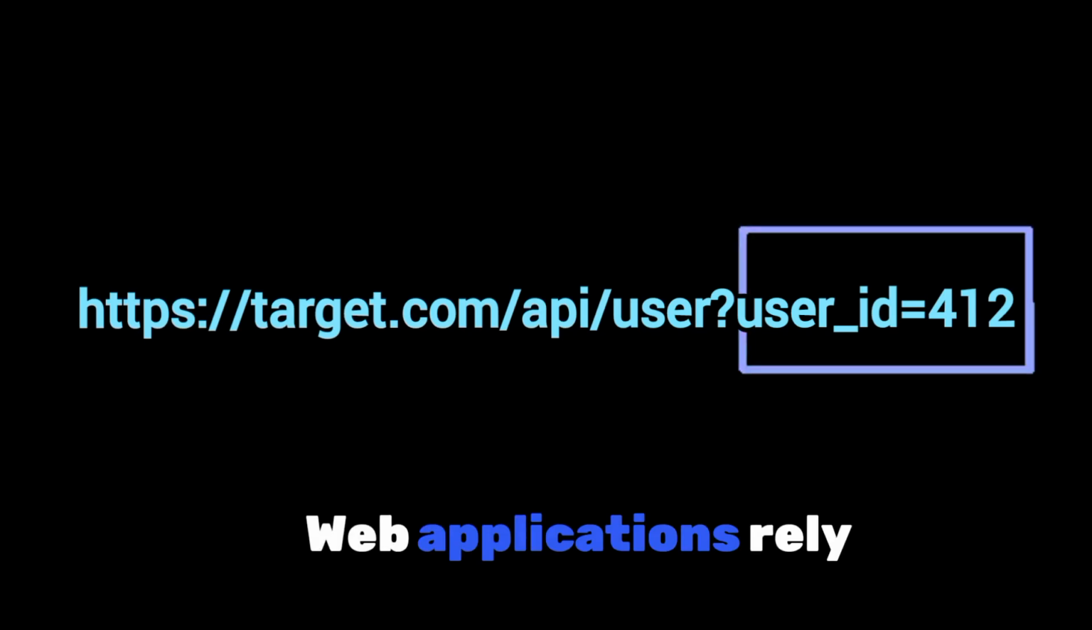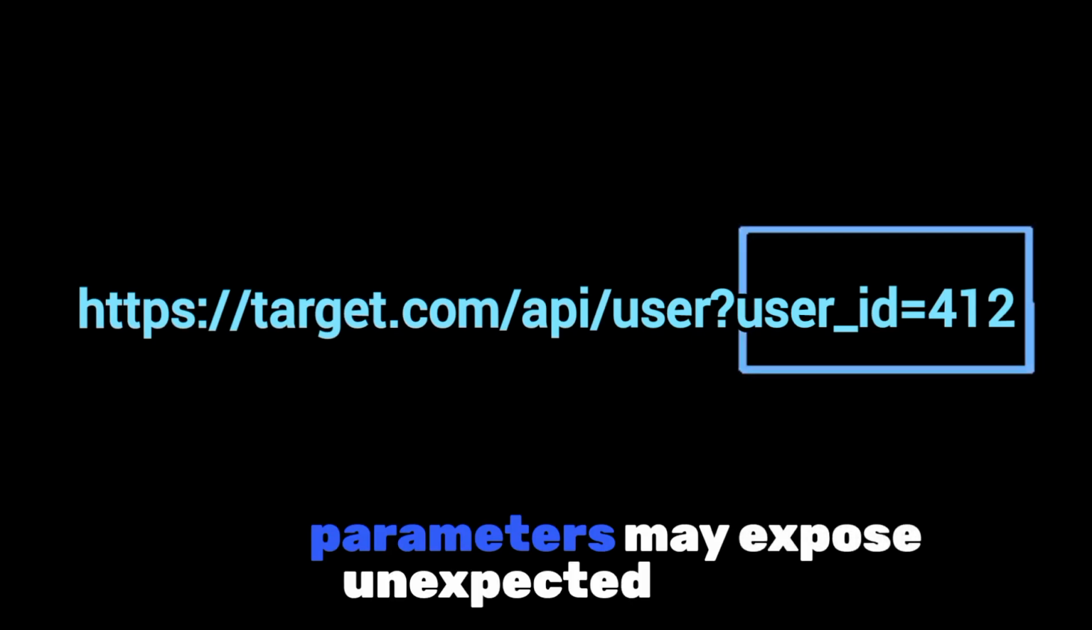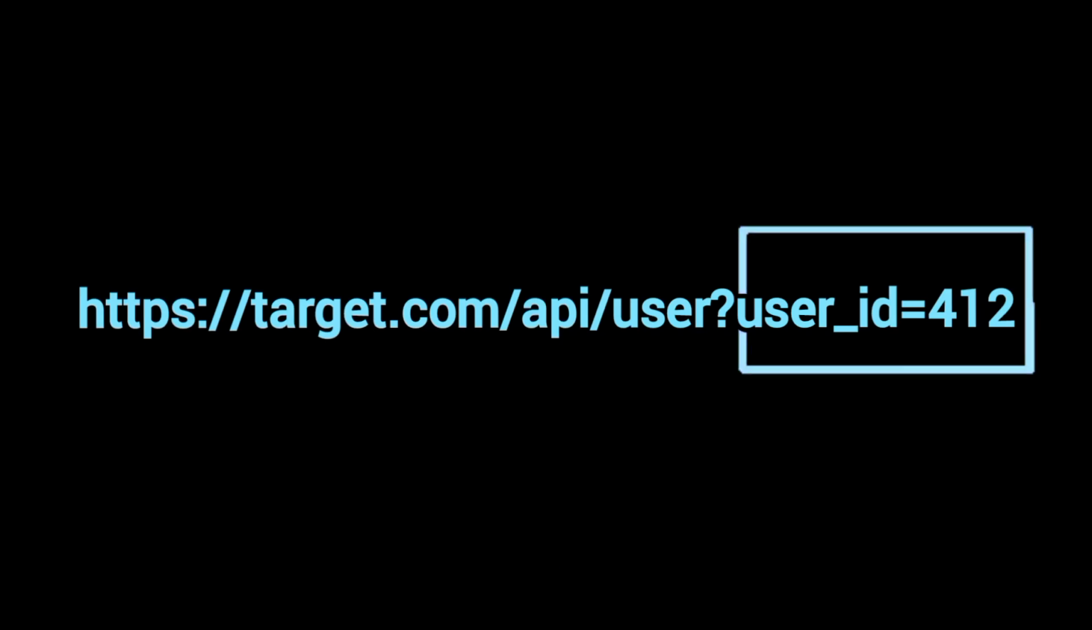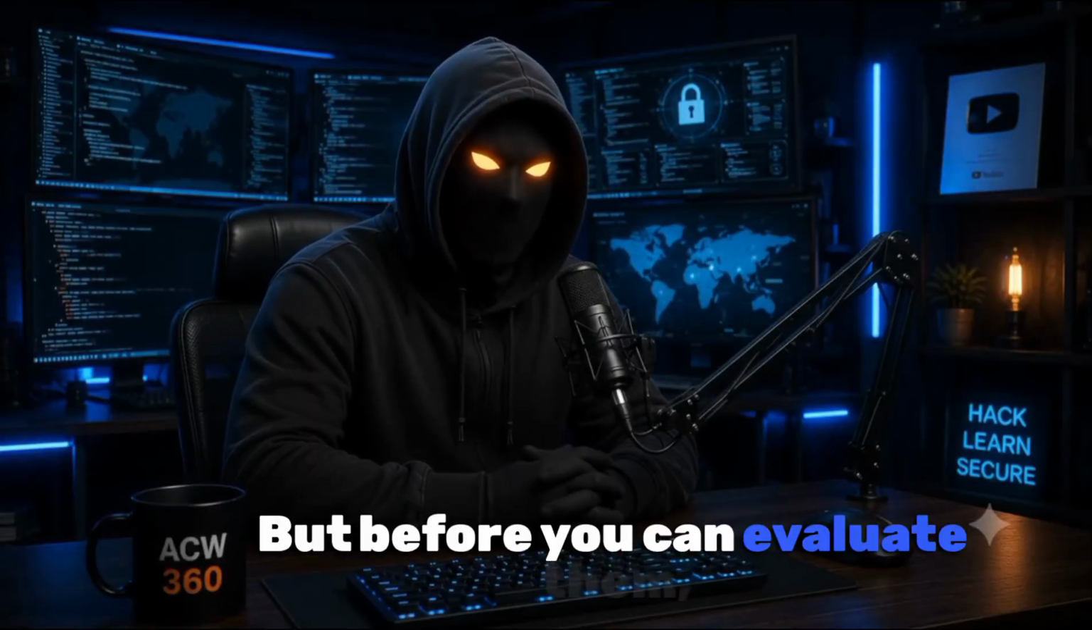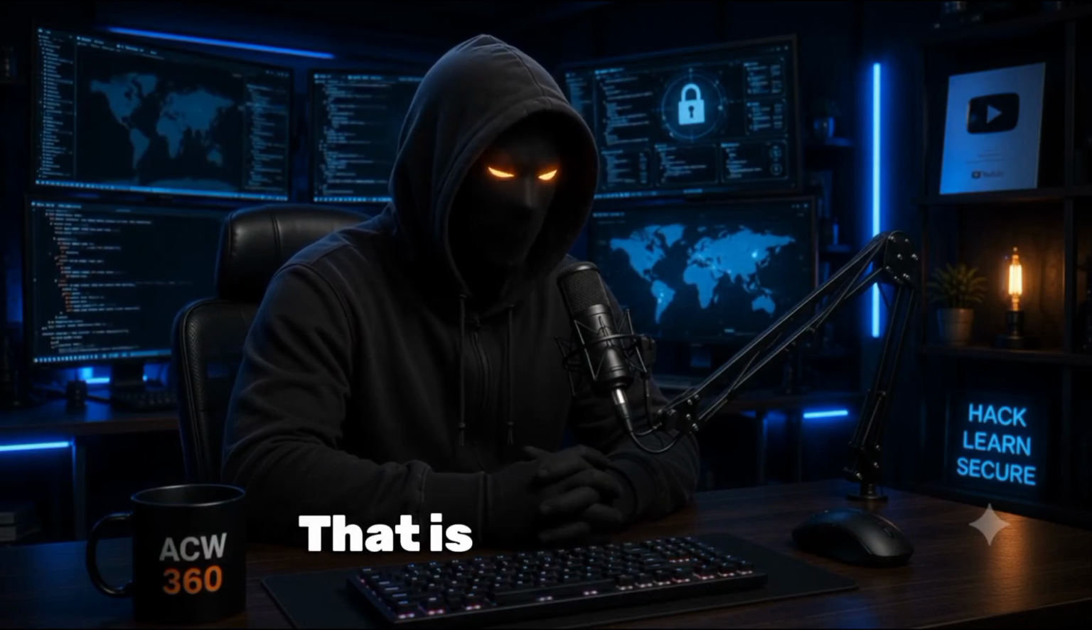Web applications rely on these parameters to know exactly what data to retrieve. If an application is poorly coded, changing these parameters may expose unexpected behavior during authorized security testing. But before you can evaluate them, you first have to discover what their names are. That is where parameter discovery comes in.